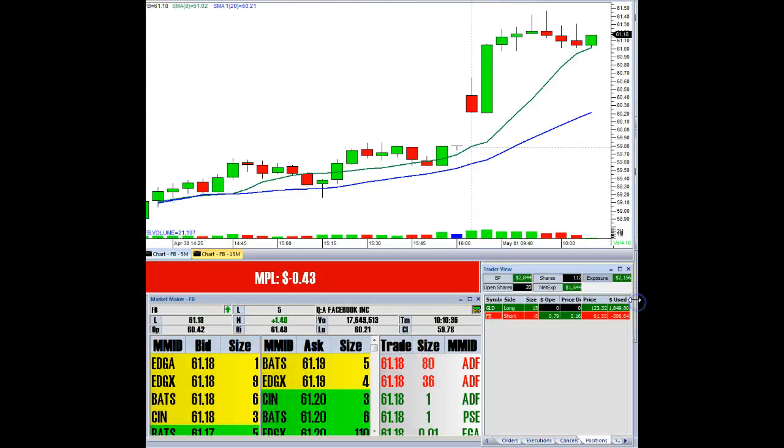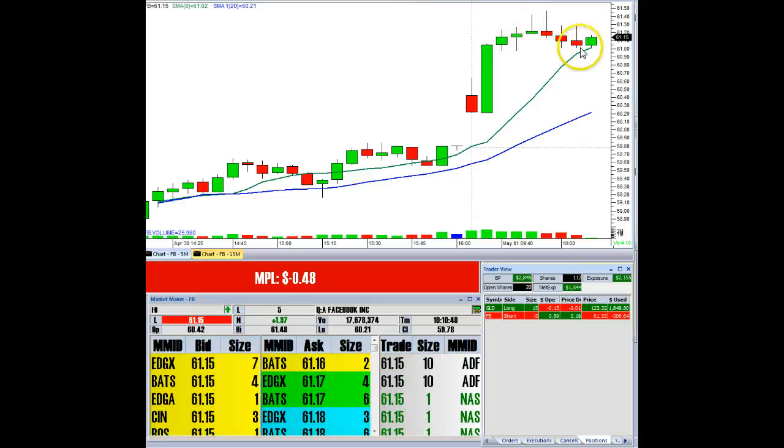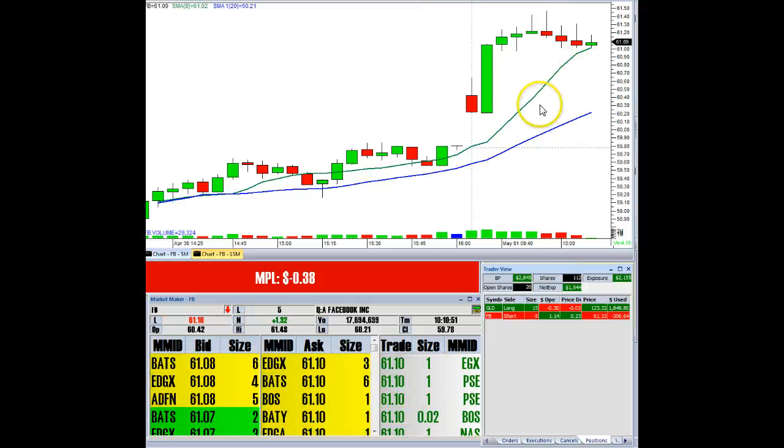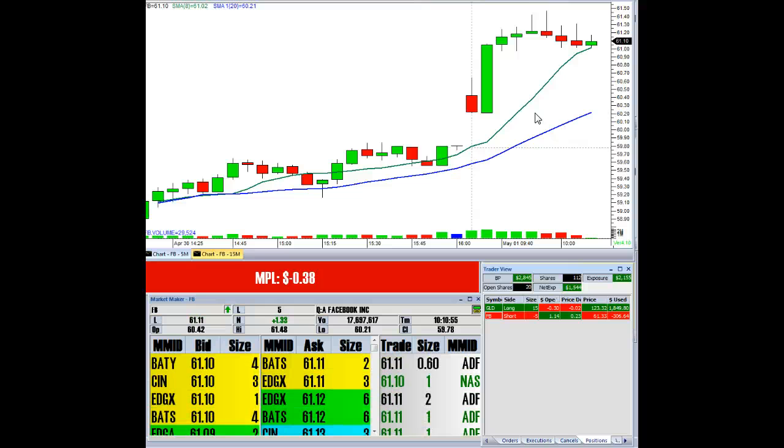But what a lot of traders do is, when this goes up and gets near the green line, they buy. So it didn't quite, it sort of touched it. I was a little slow on the trigger. Let's see if it will come down and cover me. Should have been a little faster on the trigger.